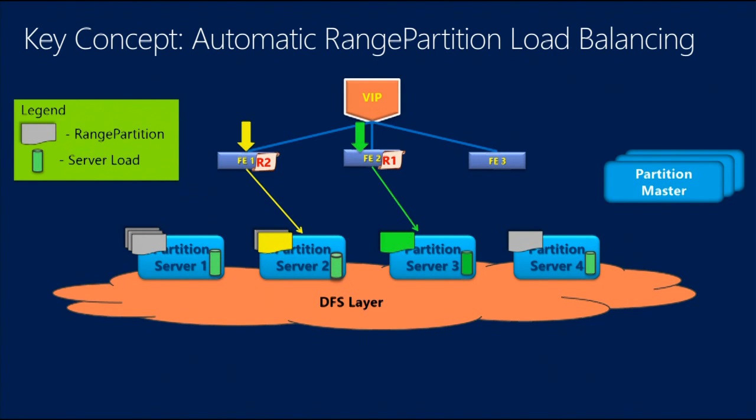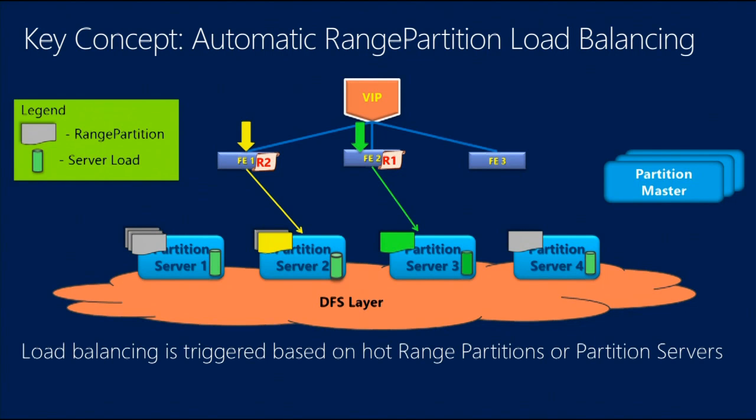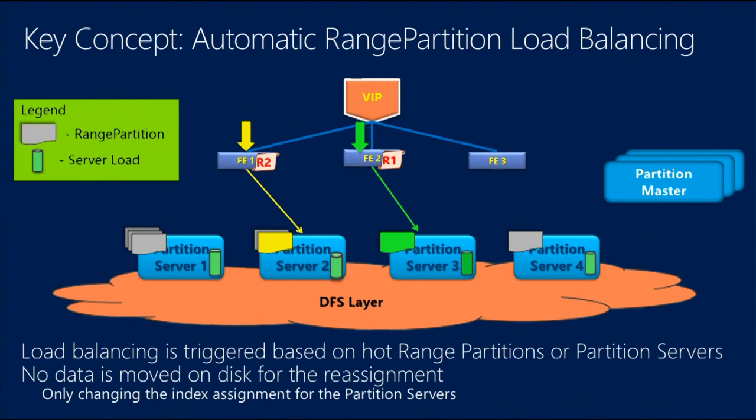And this is key to everything we're talking about. The more different partitions that you're hitting, the more the backend can scale out more and more servers to serve your data, the higher throughput numbers you can achieve. So we'll talk about different partition strategies later on as well. One thing to note is the load balancing is triggered on the hot range partitions or the partition servers themselves, and that no data is physically moved on disk during these reassignments. It's just which partition server is actually serving that request.